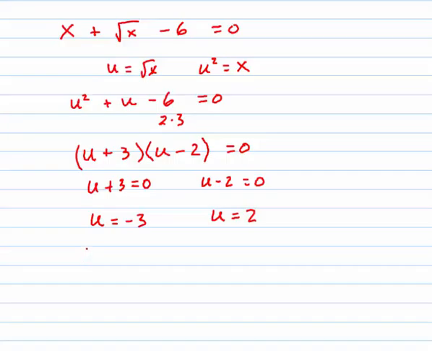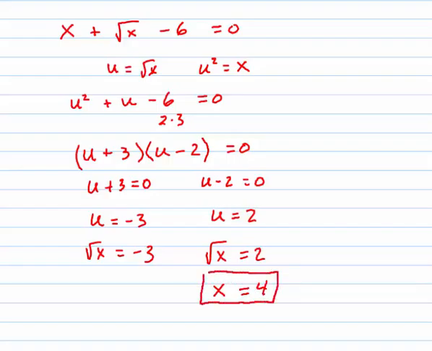So we have the square root of x is equal to minus 3. That doesn't give us real solutions. We could have imaginary solutions, but we have the square root of x is equal to 2. So therefore we square both sides, and x is equal to 4. So there's our solution. It's to the first degree, so one solution is fair. And there we have that one.